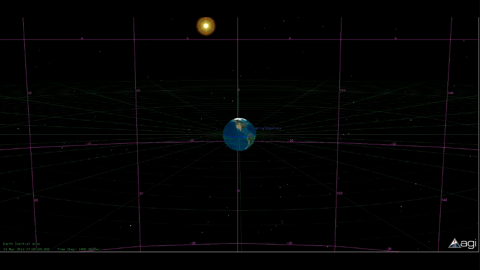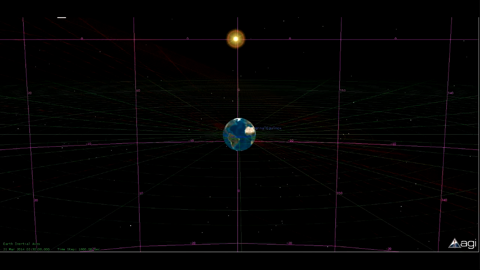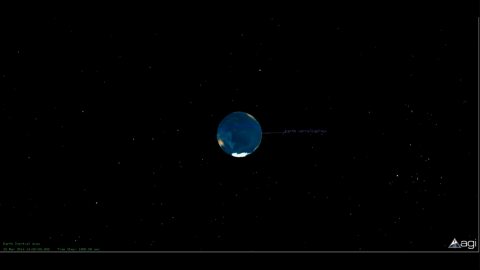It's fixed in inertial space. That means it isn't moving. Notice that the stars in the background are still relative to the equatorial plane. The purple is the equatorial grid.